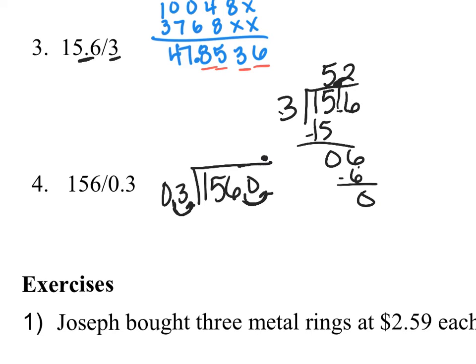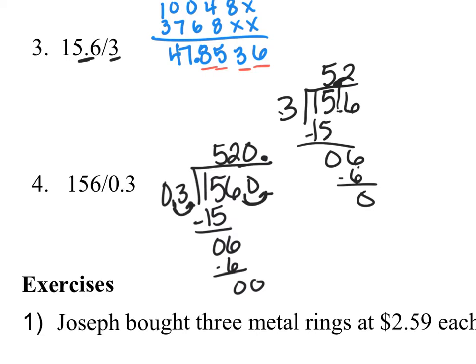Okay, so 3 goes into 15. Then it goes into 6. And then it doesn't go in here, so we're just going to put a 0 up there. You must put that 0. Your answer would be wrong if you did not put that 0 there. It is 520, not 52.